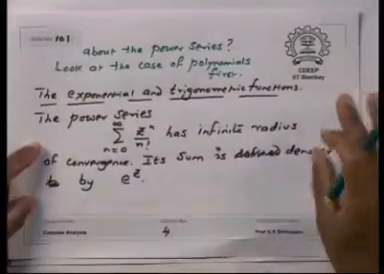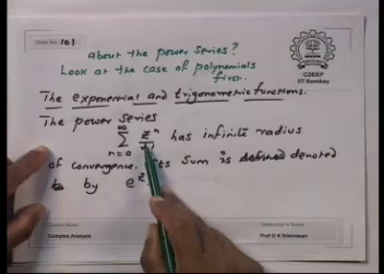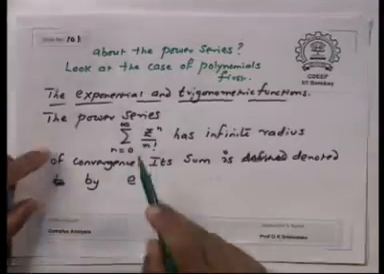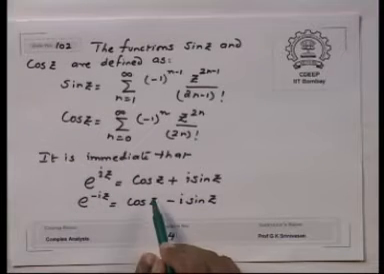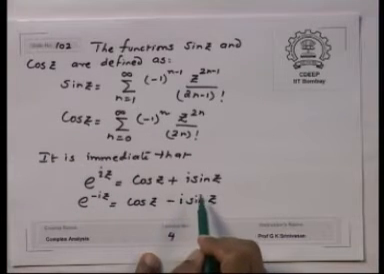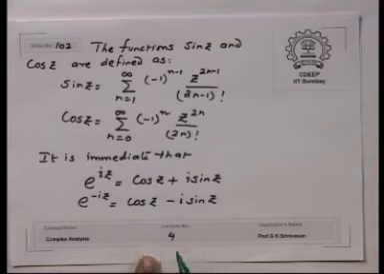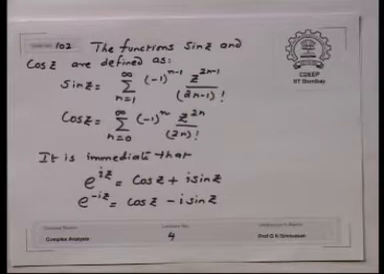Look at e to the power z, which is here. If instead of z you put iz, it is very clear that you are going to get e to the power iz is cos z plus i times sin z, and e to the power minus iz is cos z minus i times sin z. So, the exponential function and the trigonometric functions are closely related, and this is a relationship, Euler's relations, if you will.